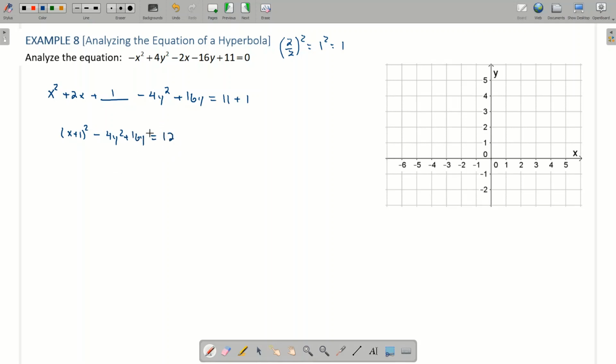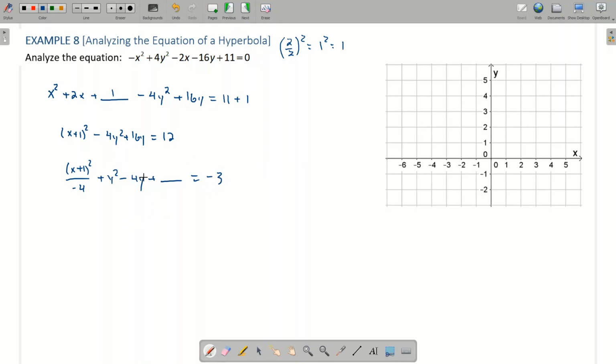We now want to complete the square on this part, but in order to do that, we need a coefficient of 1. So to do that, we're going to divide everything by a negative 4. I'm dividing by a negative because I need that to be a coefficient of a positive 1. So that's going to give me (x plus 1) squared over negative 4, because I got to divide that by a negative, plus y squared minus 4y, divided by the negative 4. I'm going to have my blank here, and then I also have to divide that by negative 4, so I get negative 3.